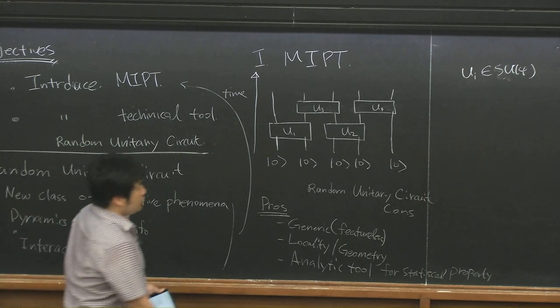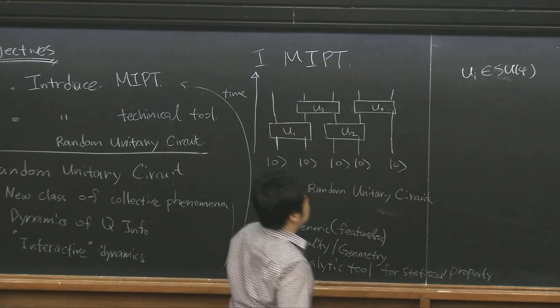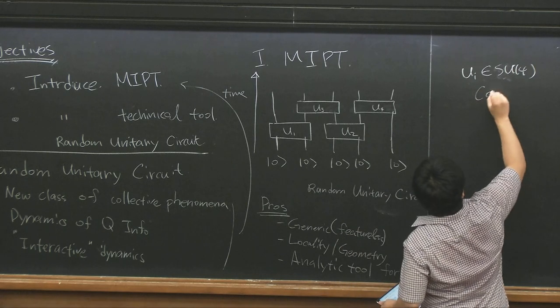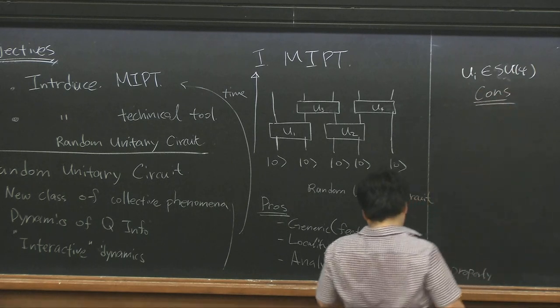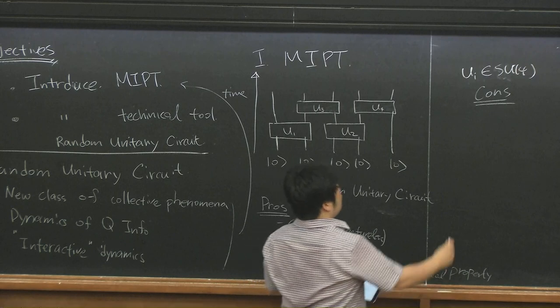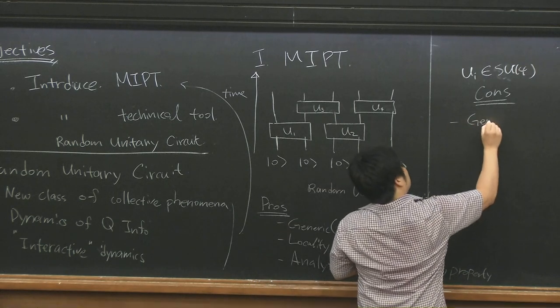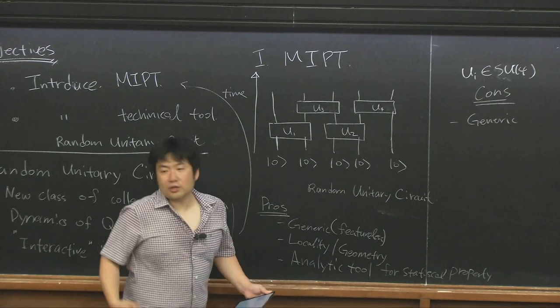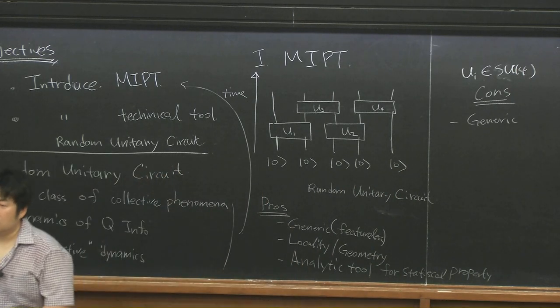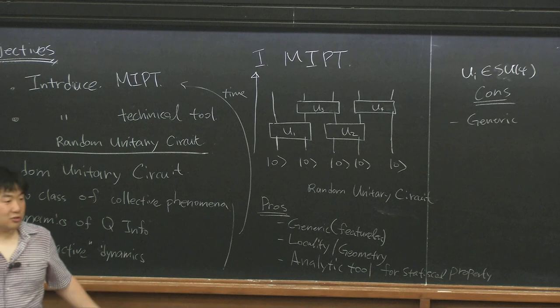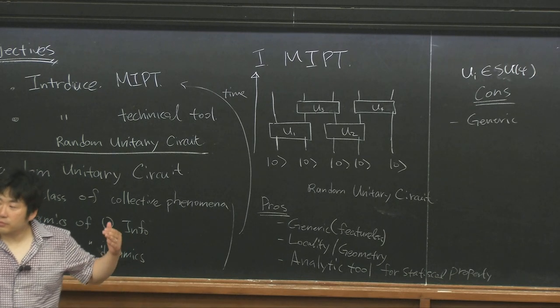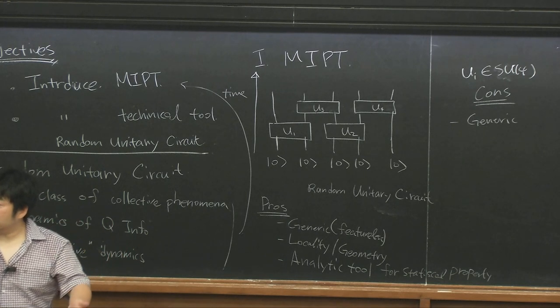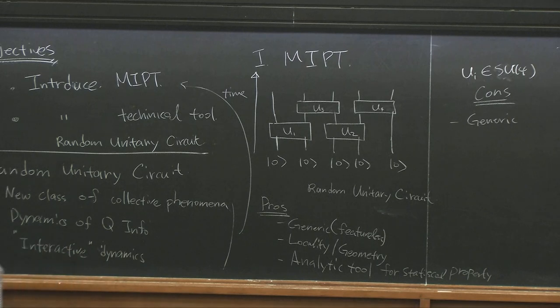On the other hand, we also have a downside of this random unitary. The first downside is that this is generic. Maybe too generic, it's too featureless. Sometimes we want to study properties such as energy conservation and how the system thermalizes to the effective temperature locally, like quantum thermalization.